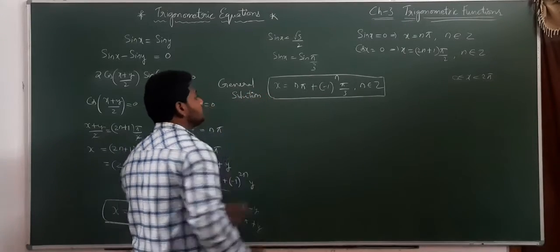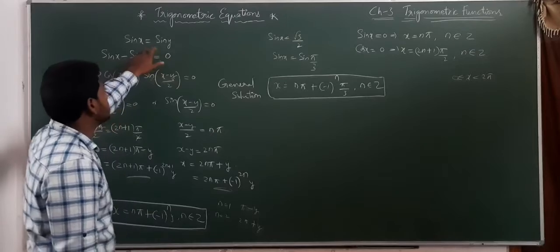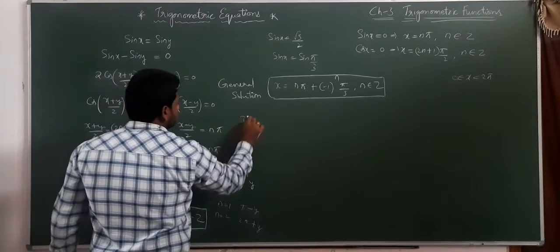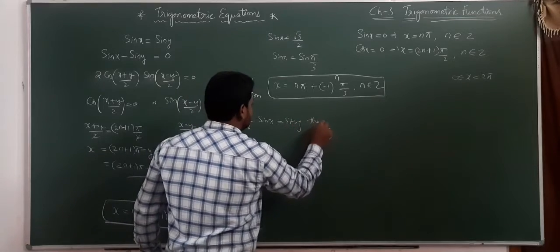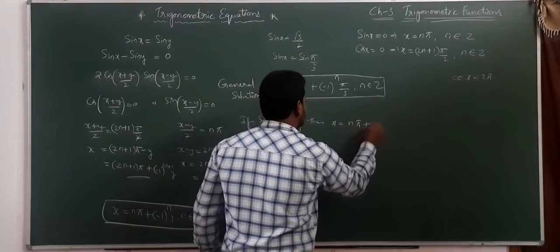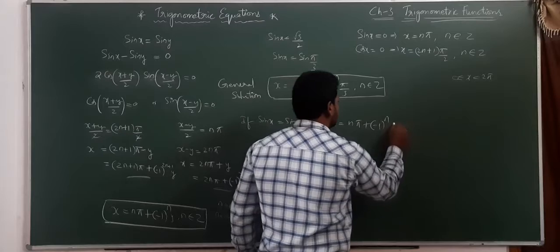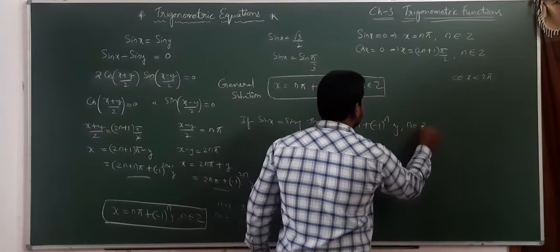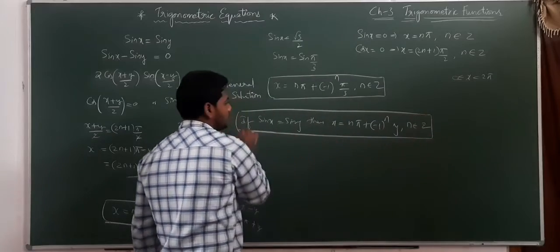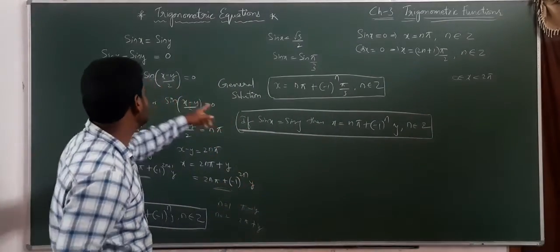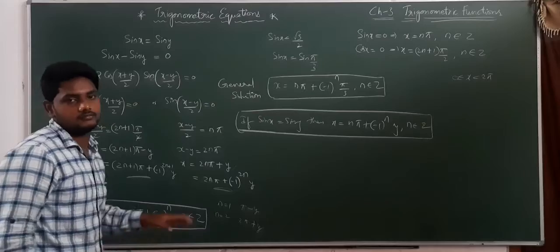This is the general solution formula. If sin x equal to sin y, then x is equal to n pi plus or minus 1 whole power n into y, where n belongs to z. So this is the general solution of sine function. Pause the video and note it down. Next we will find cos and also tan.